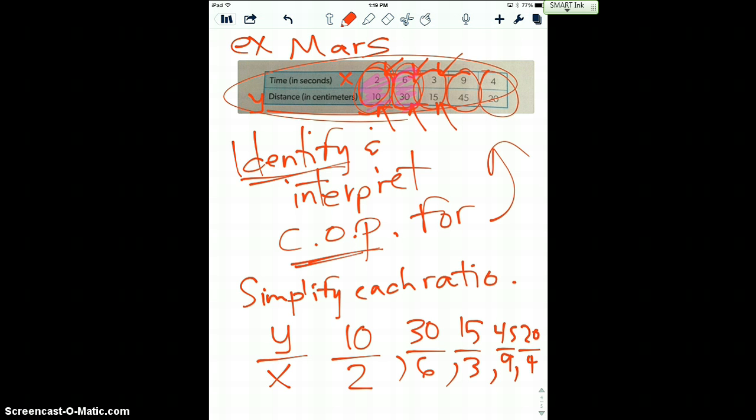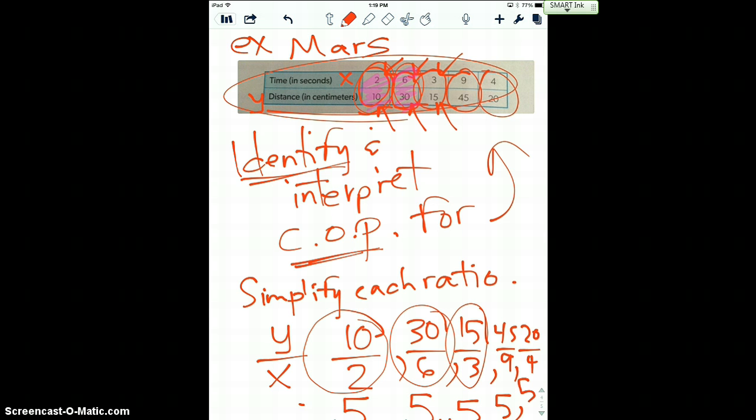And I'm going to simplify each one of these. 10 to 2 simplifies, divide them both by 2, and I'm at 5 to 1, which is just 5. 30 divided by 6. Hey, that's 5. 15 divided by 3 is 5. 45 divided by 9 is 5. 20 divided by 4 is 5. They are all equivalent to 5, meaning that we have a proportional relationship, and our constant of proportionality, can you guess what it is? It's 5. 5 to 1.